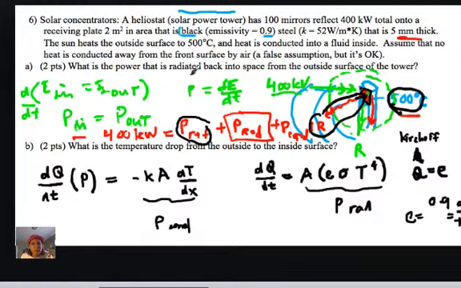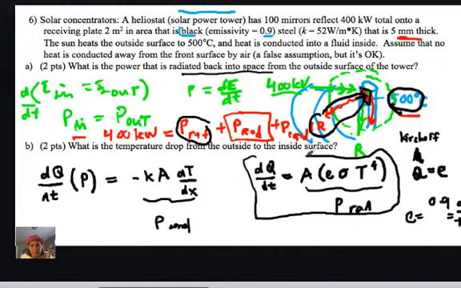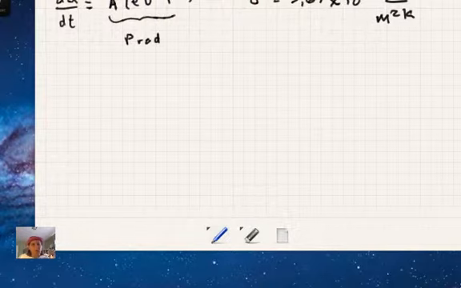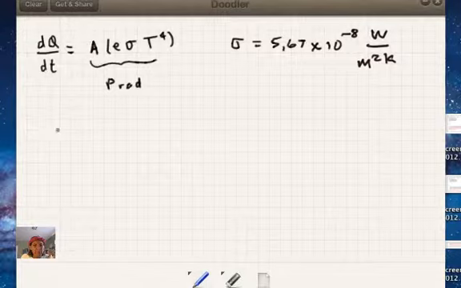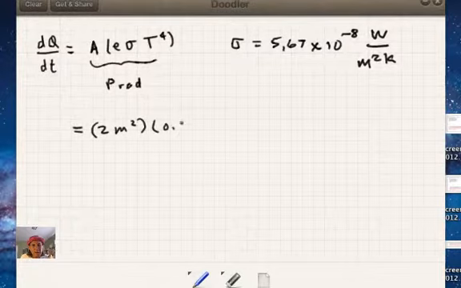So we're looking for the power that's radiated back into space. Which term are we looking for? We're looking for this one right here. We know it's radiated through black body radiation. So let's go ahead and compute this. Here's my equation: A times emissivity times sigma, the Stefan-Boltzmann constant, times T to the fourth. That is the power that's radiated out. So the area we know is 2 meters squared. That's given in the problem. The emissivity is 0.9.